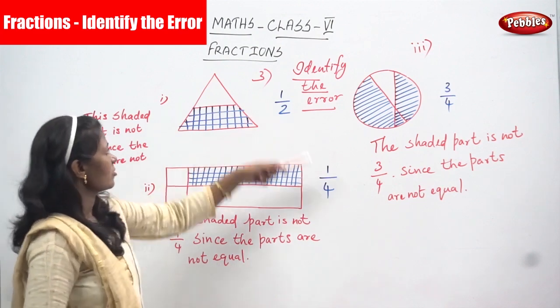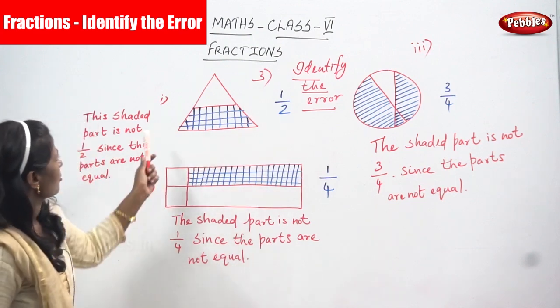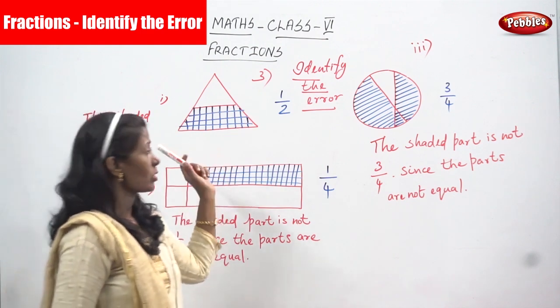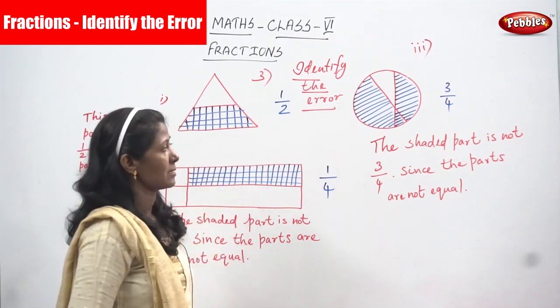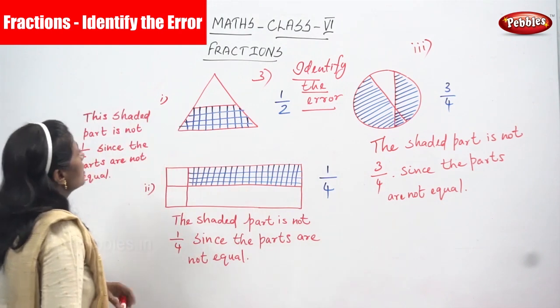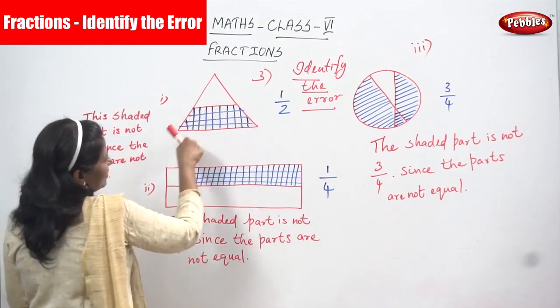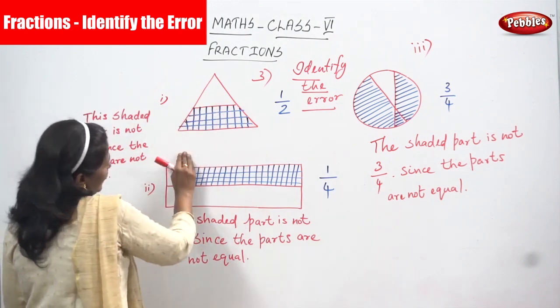The question is: identify the error. This is the third question. First subdivision, second subdivision, and third subdivision; first sum, second sum, and third sum. Okay, the first sum is there. I've drawn the triangle diagram, then I cut it into two parts.